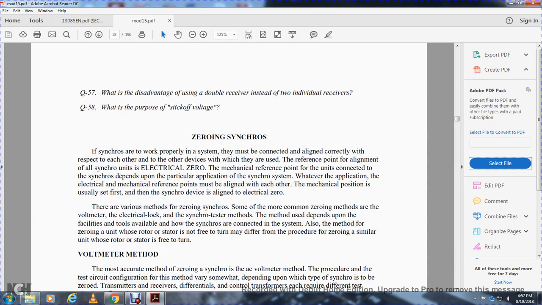Zeroing synchros. Synchros, to work properly, must be connected in line correctly with respect to each of the other devices with which they are used. The reference point with all synchronizing units is the electrical zero.